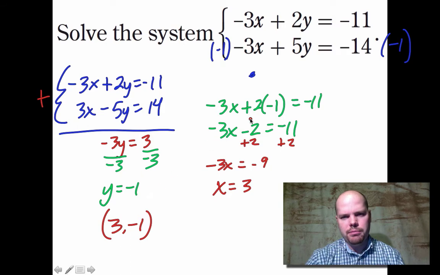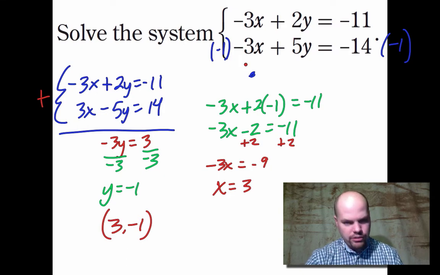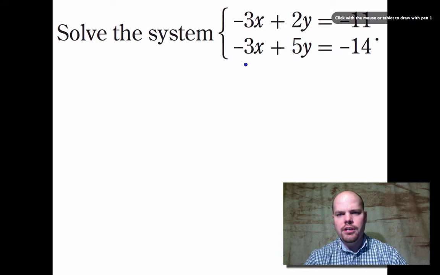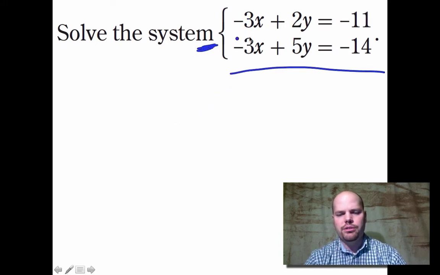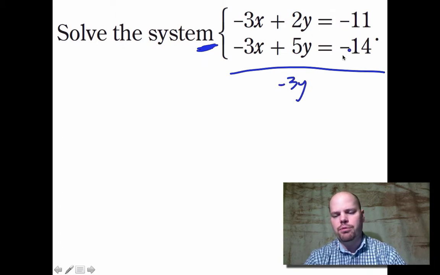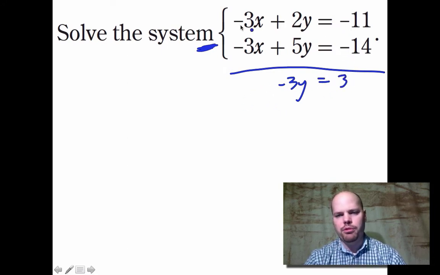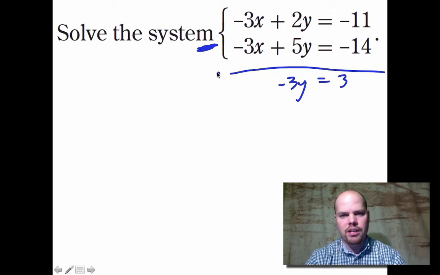Okay, in this same example, notice since we added the opposite, you should remember from chapter 1, adding the opposite is subtraction. So we could have actually subtracted these two. Then you'd go negative 3x minus a negative 3x, which is 0. Then 2y minus 5y, which is negative 3y. Negative 11 minus a negative 14 ends up being negative 11 plus 14, which is 3. And that's the same thing we got before. So you can add the opposite or subtract. Those two are equivalent math operations.